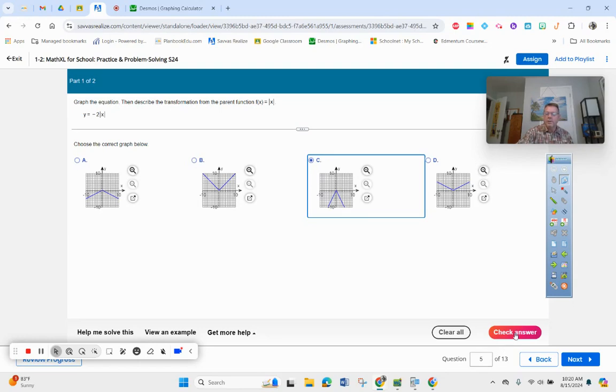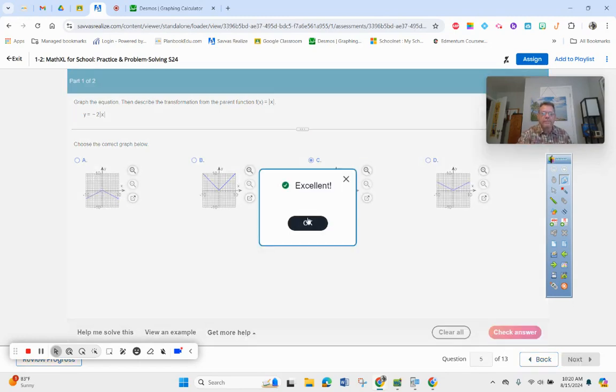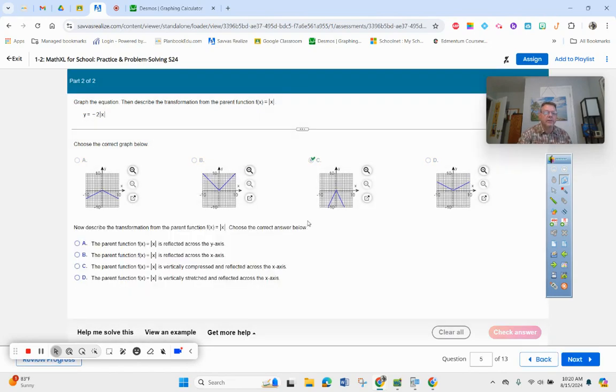So that's part 1. What are they going to want us to do next? Excellent. Very good. Describe it using words. Okay, so from the parent function, it was reflected over the x-axis and also stretched by a factor of 2.